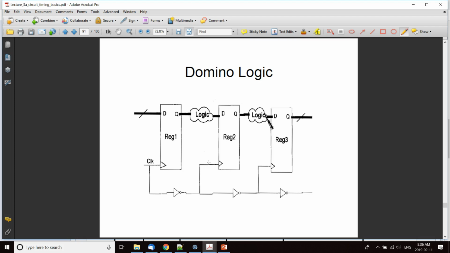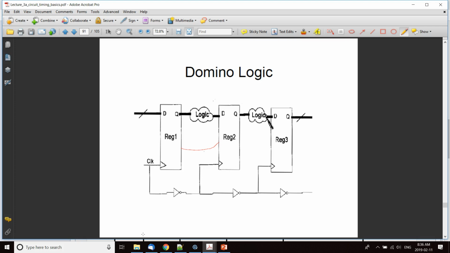Pipelining, right? It's very similar, except that instead of having the same clock for all the registers, we use the inverse clock for alternating registers. So it's very similar to pipelining, but in pipelining we had the whole original clock period. Here, between registers, we've got just half the clock period.